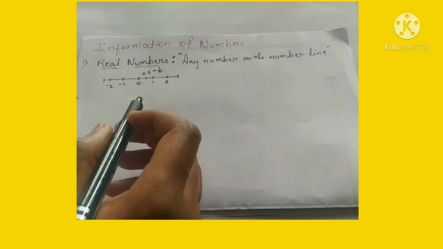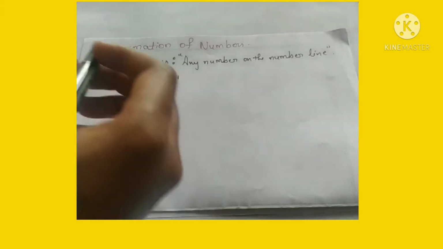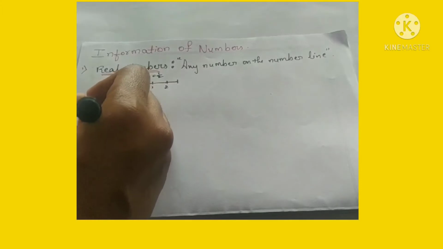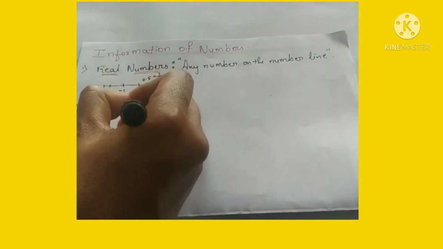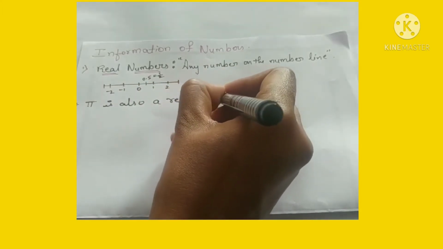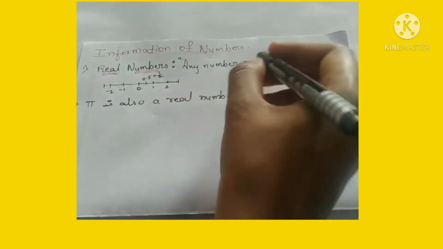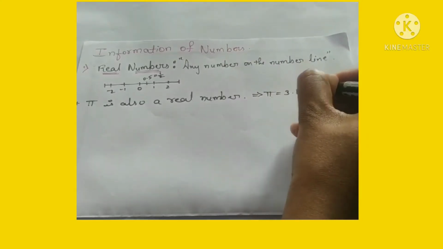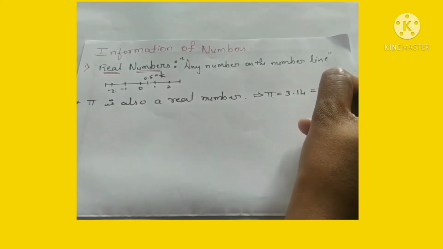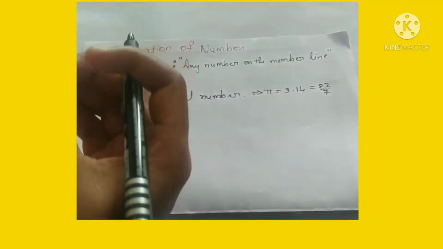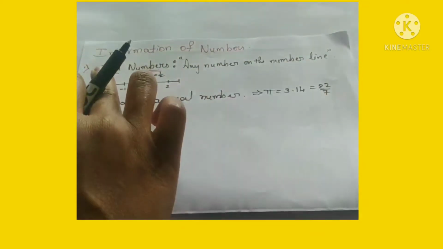Now, one more important point under this is that pi is also a real number. Why do we say pi is also a real number? This pi can be written as 3.14, which is nothing but 22 by 7. It is a fraction. I already said any number on the number line is nothing but a real number. So it is a fraction, so it is also called a real number. This is all about the real numbers.